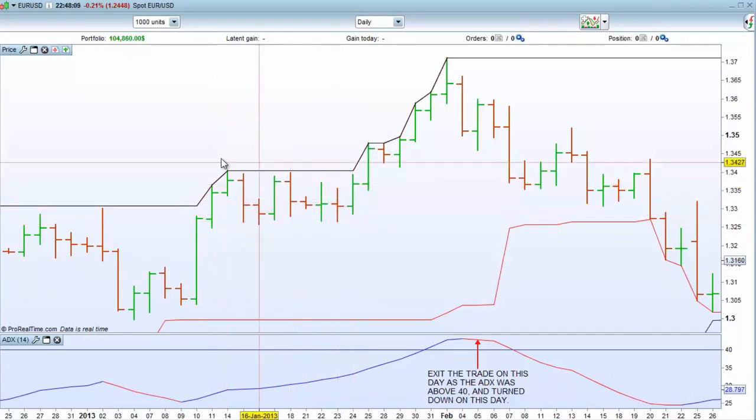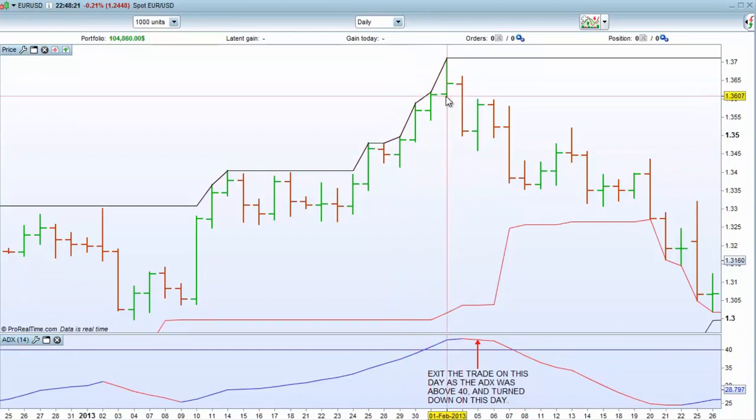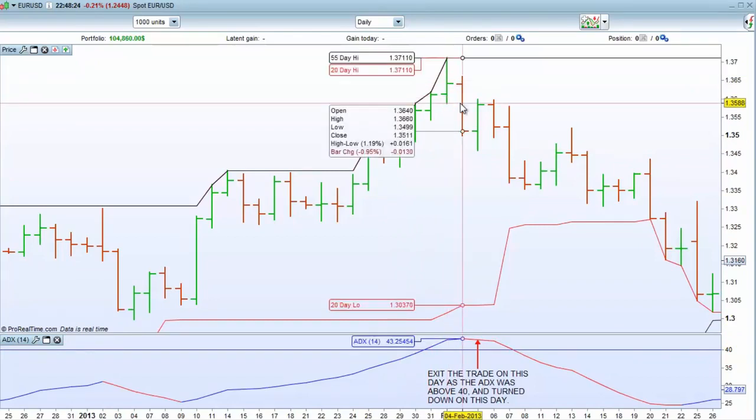Now we have another sideways setup. The market breaks higher, so we adjust our stop from here to here. Notice again the market keeps moving higher and the trend gets stronger because the ADX continues to rise. Now notice on this day the market gets weak, but the ADX is still blue.